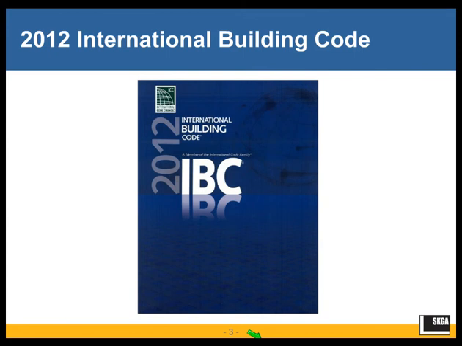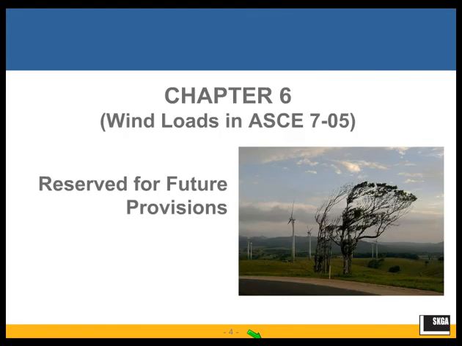ASCE 7-10, as you know, has been adopted by the 2012 IBC. The structural provisions, not just the wind provisions, of the IBC are actually those of ASCE 7-10, making ASCE 7-10 a very important document. So whenever a local jurisdiction adopts the 2012 IBC, as California will on January 1 of 2014, ASCE 7-10 will become law of that jurisdiction. So that is, I think, kind of important to understand.